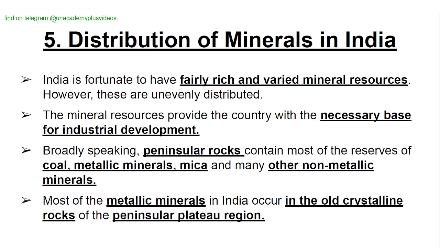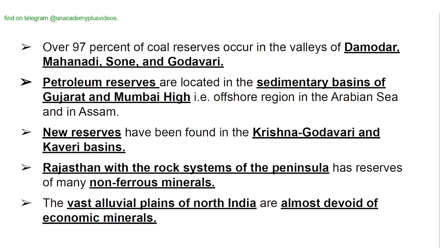Broadly speaking, peninsular rocks contain most of the reserves of coal, metallic minerals, mica, and many other non-metallic minerals. Most of the metallic minerals in India occur in the old crystalline rocks of the peninsular plateau region. Over 97% of the coal reserves occur in the valleys of Damodar, Mahanadi, Son, and Godavari.